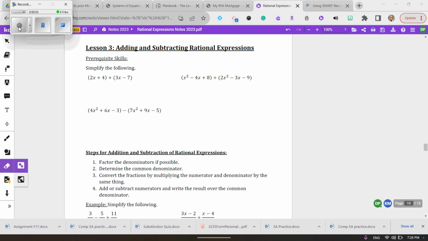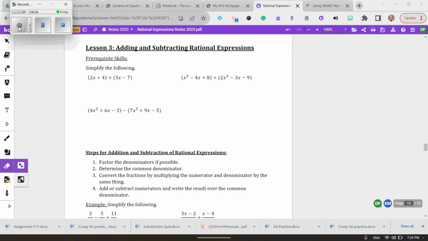Today's lesson is lesson 3 on adding and subtracting rational expressions. So far in this unit, we've learned about factoring, we've learned about non-permissible values, we've looked at simplifying rational expressions, and we've looked at multiplying and dividing rational expressions. So now it's time to add and subtract.